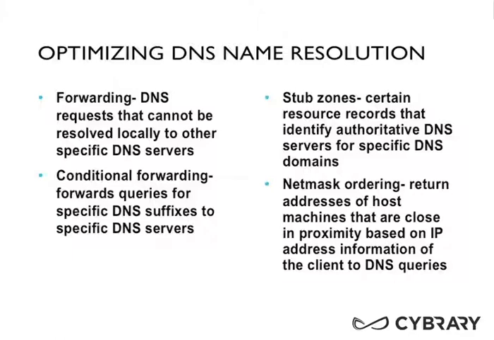We also have stub zones. A stub zone contains only a few records, so you can identify the DNS server that's authoritative for a specific DNS domain. In a stub zone, we have the start of authority resource record, the name server resource record, and the host A resource record.